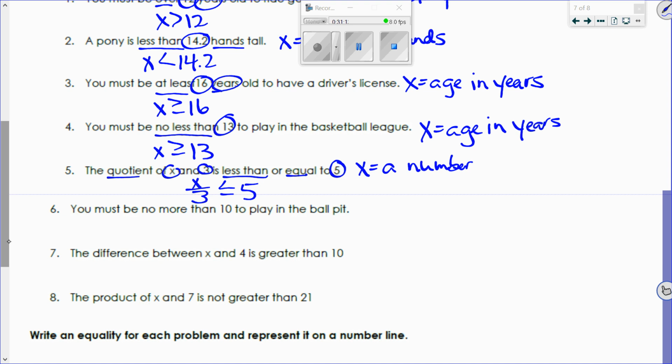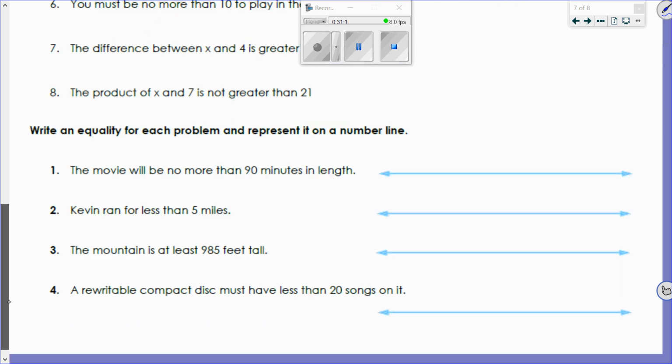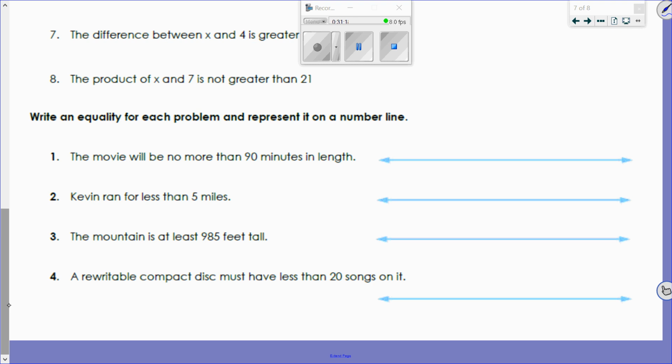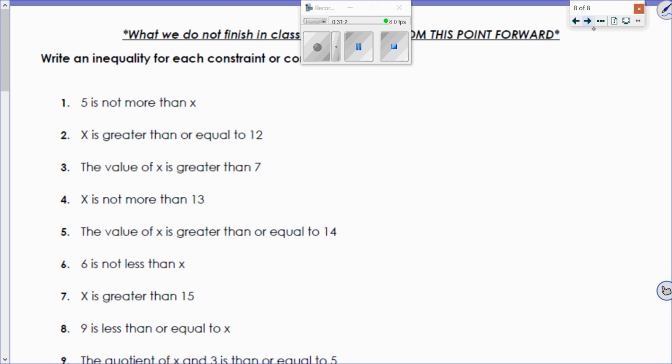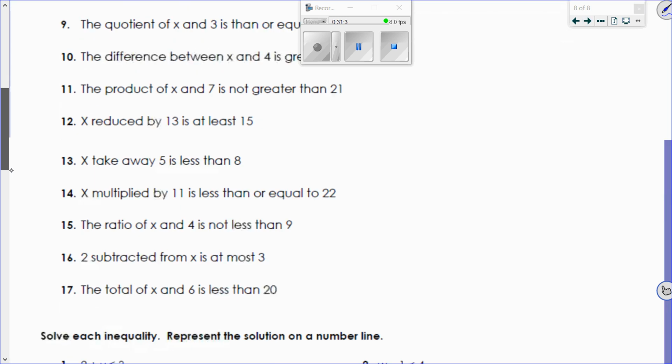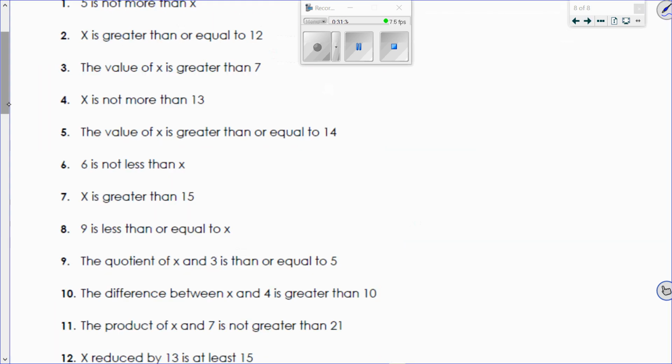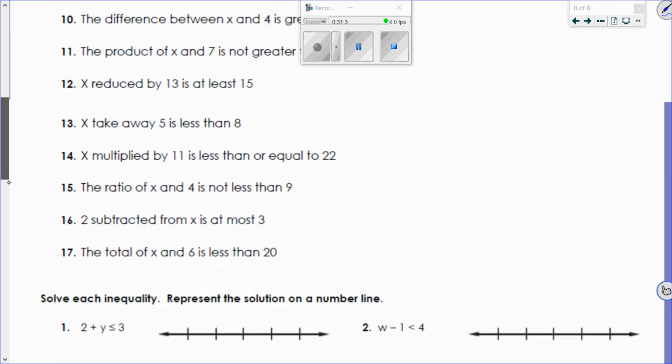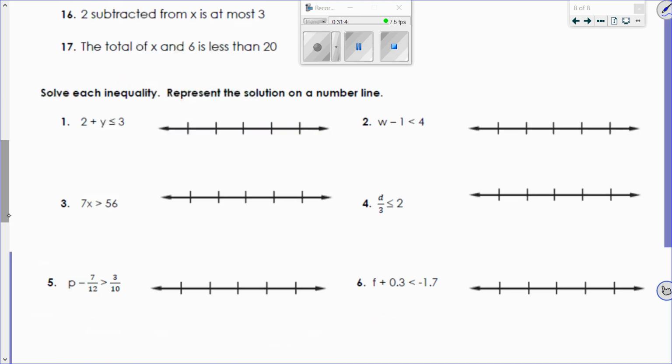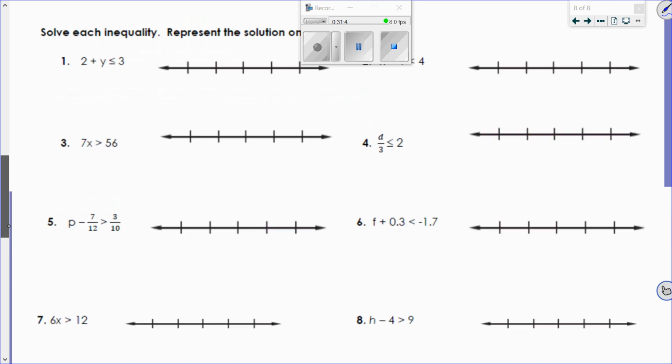Okay, we have 2 minutes left. Your homework is the class page. You don't have to do the ones behind those, if you can, if you want some extra practice on it. This is your homework. So the first part is doing the translation from English to math. The second part is solving and then representing it on a number line.